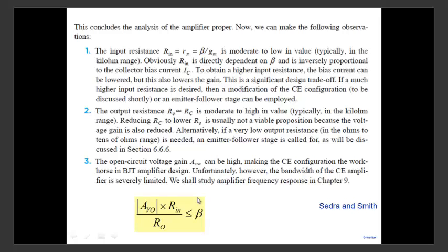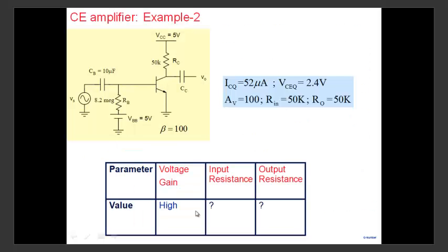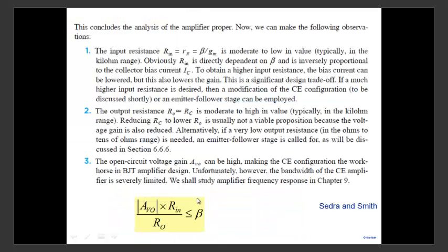The complete picture of a common emitter amplifier is not in terms of high, low, medium, and all of those things. The complete picture of an amplifier is this very simple relationship: AV0 times Rin by R0 has to be less than or equal to beta. That's the picture of a common emitter amplifier. You can get a high value of gain, and you can get this also high, but then obviously R0 would be determined by this particular relationship. So this summarizes what a common emitter amplifier is in terms of its capability.